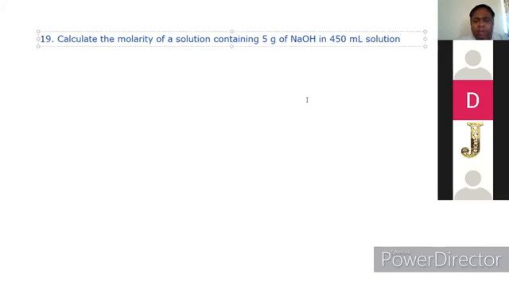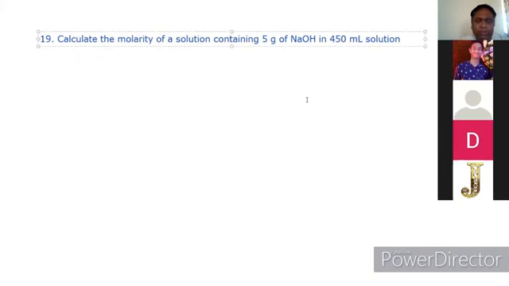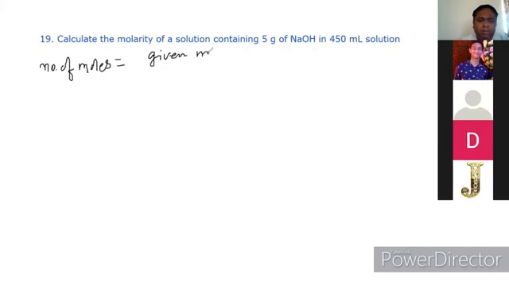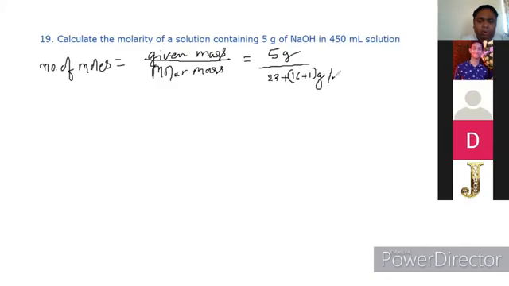Calculate the molarity of solution containing 5 gram of NaOH in 150 ml of solution. So first of all, we'll find out the number of moles. Number of moles will be equal to given mass by molar mass, which is 5 gram divided by 23 for sodium, 16 for oxygen and 1 for hydrogen, gram per mole. So 5 by 40 gram per mole. Gram gets cancelled and this becomes 1 by 8 mole.